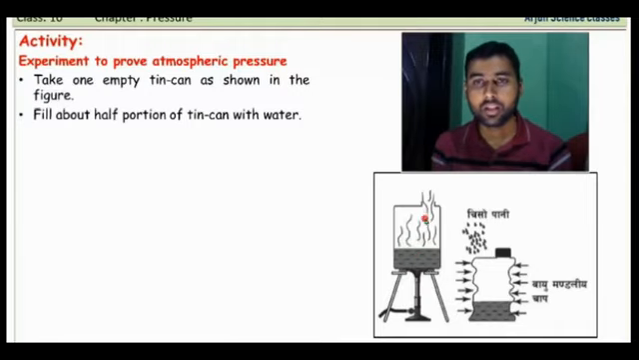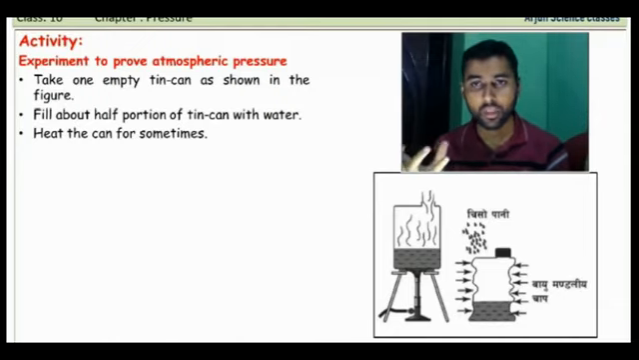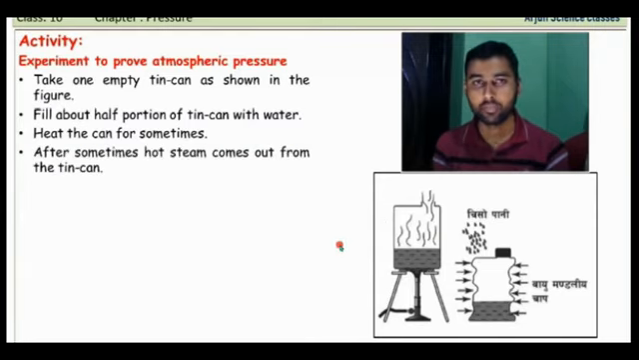First of all, it is the empty tin can, and fill it with water, and heat the can for some time until it boils. After some time, the water present inside the tin can converts into vapor or steam.